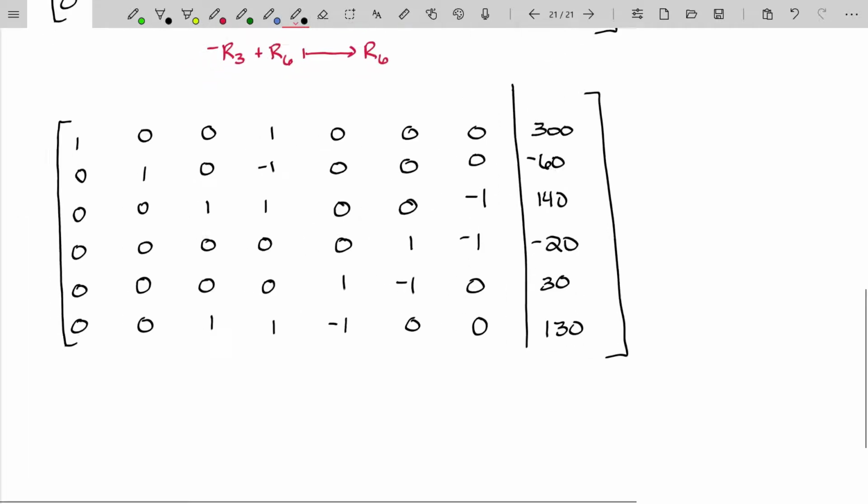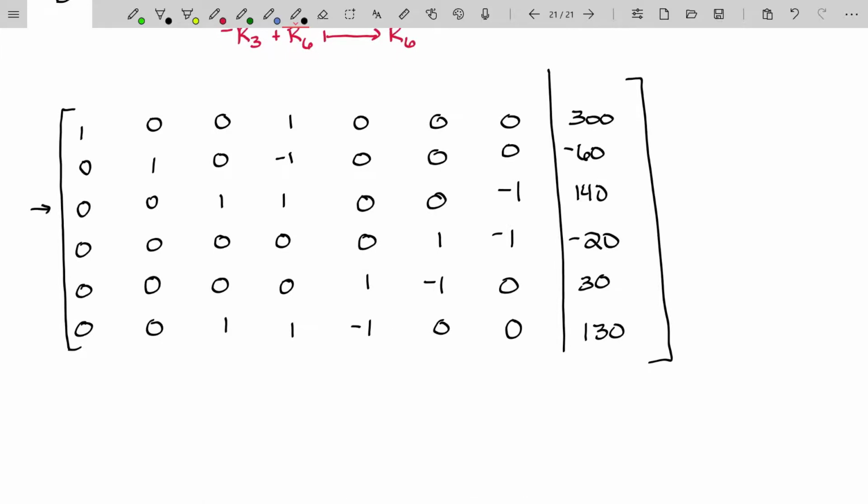All right, negative row 3, add it to row 6. 0 plus 0, 0 plus 0, negative 1 plus 1, negative 1 plus 1, 0 plus negative 1, 0 plus 0, negative 1 plus negative 1 plus 0 is 1. Remember, we're multiplying row 3 by negative 1, so it's a negative 1 or 1. And again, finally, negative 140 plus 130 is a negative 10.